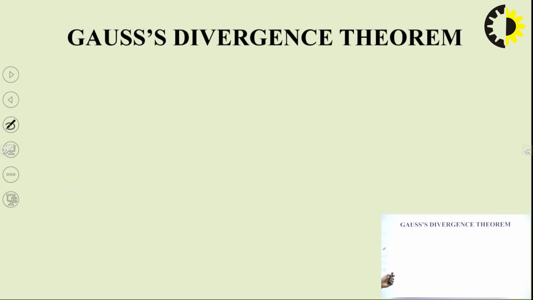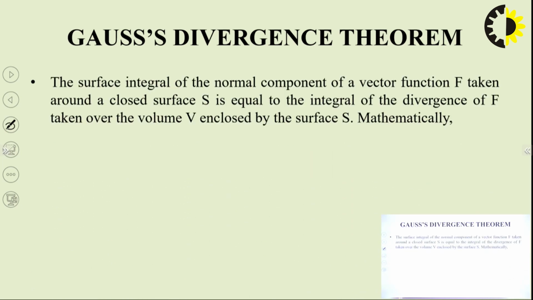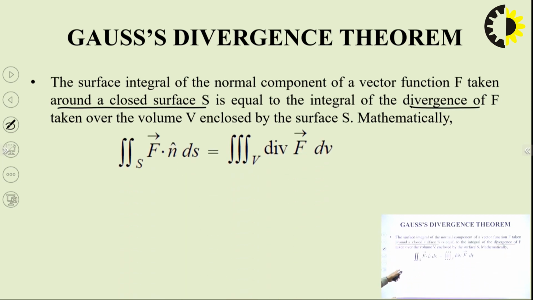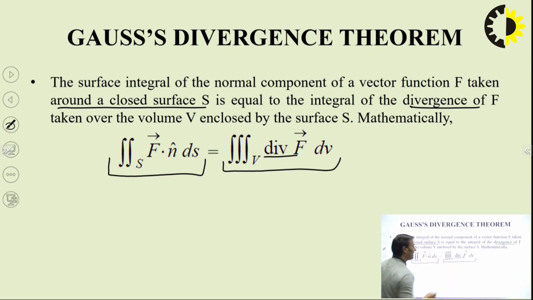Now student, this is the Gauss divergence theorem. This is the statement of the Gauss theorem: the surface integral of the normal component of a vector function f taken round a closed surface S is always equal to the integral of the divergence of f. So mathematically, the theorem is saying that the surface integral is always equal to the volume integral of the divergence of f.